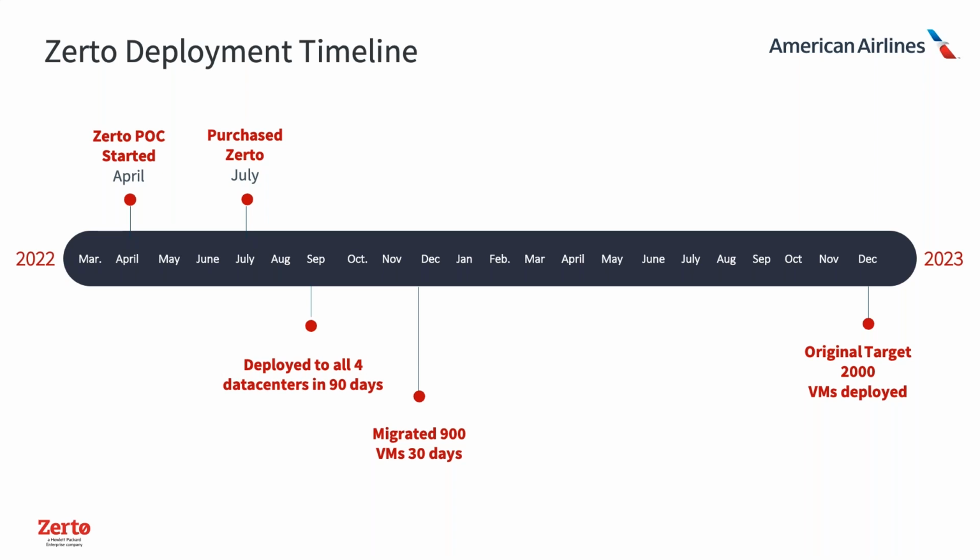Then Zerto came into the discussion, and then we pivoted using Zerto. As you could see in the timeline, within the first 90 days, we had the Zerto solution implemented in all our 4 production data centers, right? Then we started migrating our VMs in our non-prod and stage environments. All those things, close to 900 VMs in 30 days, we got it done, right? That's a fantastic effort before the holidays.